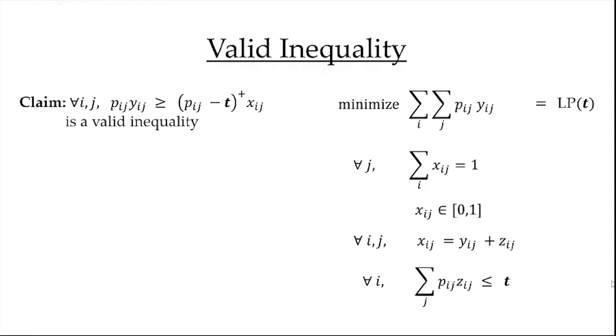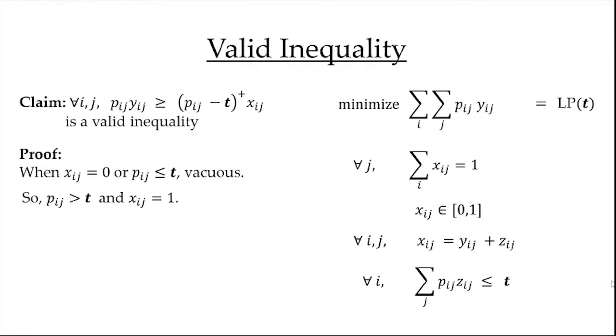So you cannot cheat. And why can I add that? Well, it's sort of easy to see. If x_ij is zero, there's nothing to do. So if x_ij is zero or p_ij is less than t, the RHS is zero, so there's nothing to do. So for this claim, p_ij is bigger than t and x_ij is one. Note that I'm looking at the integer solution here. This is valid for integer solutions.